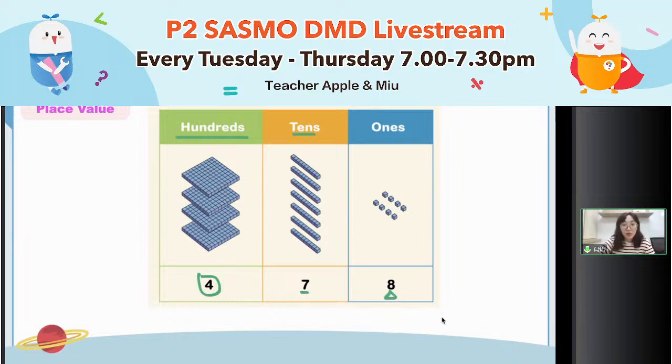Now, Teacher Apple has a question. Think about it. What is the greatest digit you can put in each place? Again, you can try to input your answer in the chat box. What is the greatest digit? The biggest one. What is it?